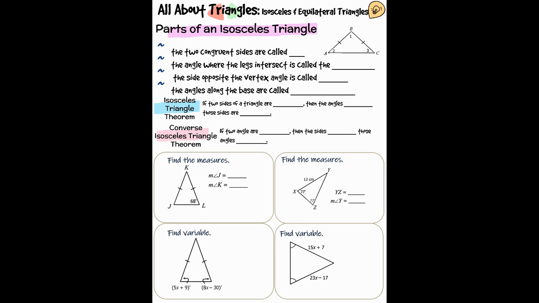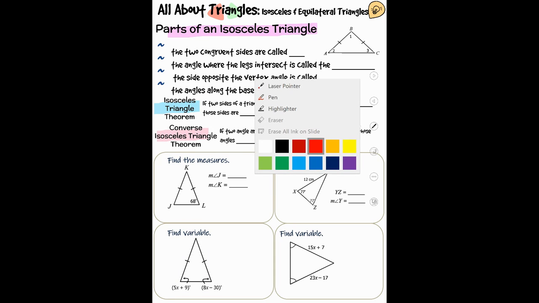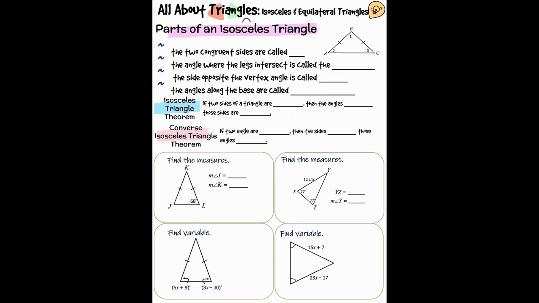Let's look at two specific triangles, our isosceles triangle and our equilateral triangle. We're going to look first at our isosceles triangle and then the equilateral one. So this first page, parts of an isosceles triangle. Remember, isosceles means, which triangle is that? We got two congruent sides and two congruent angles. So our two congruent sides, we're going to call those our legs.